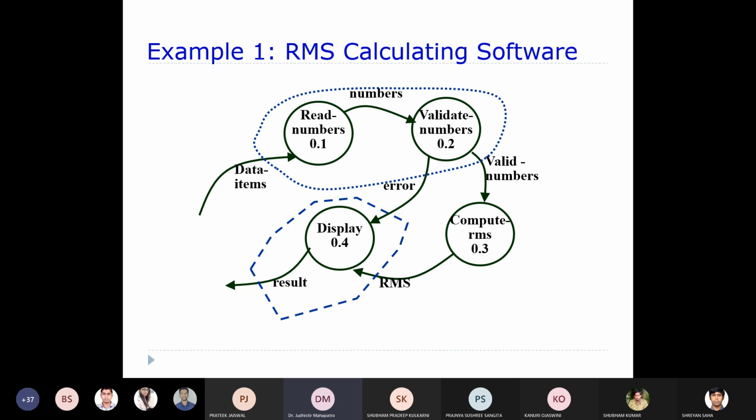And now the compute RMS, this is actually the central transform. So this is the way you will be identifying and categorizing these three types of processes. Is it clear so far, students?